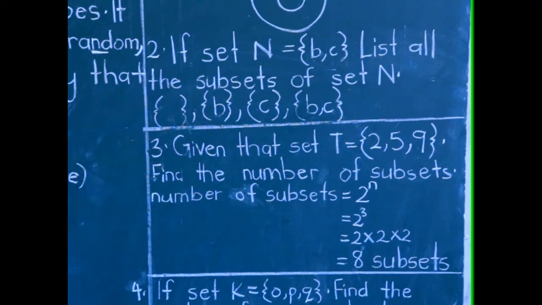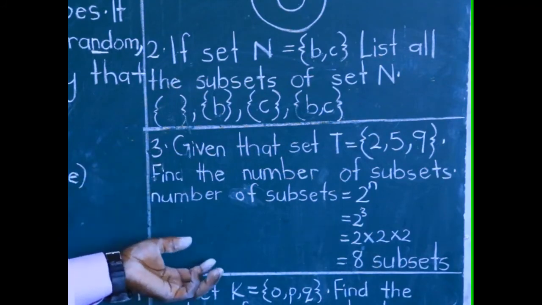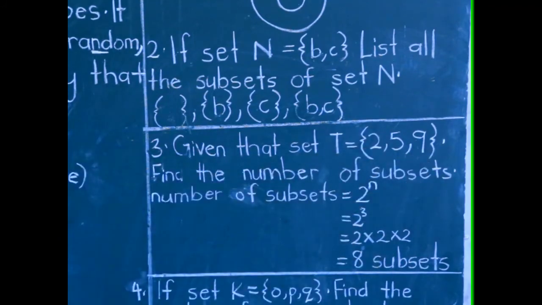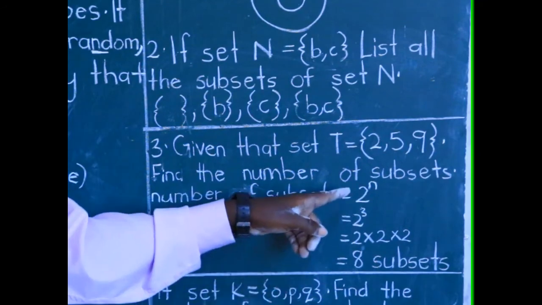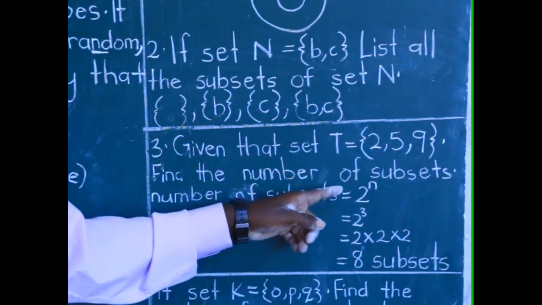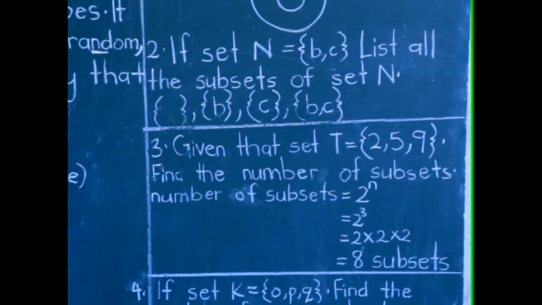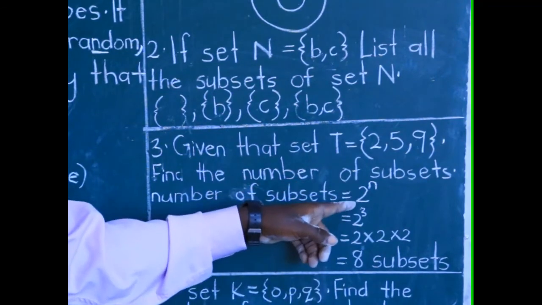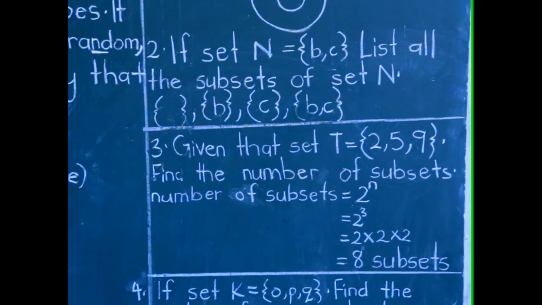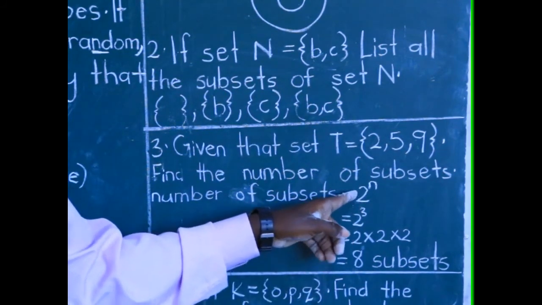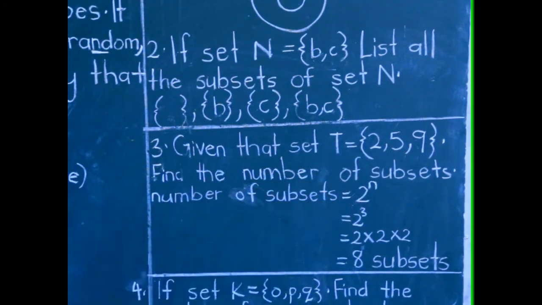Now, if it's just listing, you list like I've done in number 1 and number 2. But now here, find the number of subsets. I told you we can find the number of subsets by use of the formula, and here it is. Number of subsets is equal to 2 index n, or 2 to the power n, or 2 exponent n, depending on how you want to read it. But remember, it's not 2n, it is 2 index n. This is the power of 2.